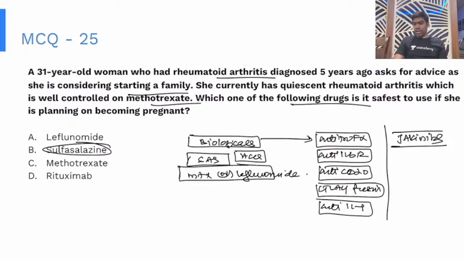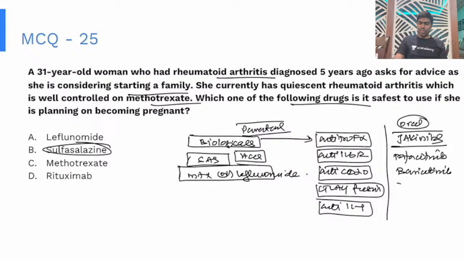JAK inhibitors are oral drugs only. Remember, biological drugs are almost always given by parenteral route. They are not given by oral route. But JAK inhibitors are given by oral route. So the best examples of such drugs will be tofacitinib and baricitinib. These are the alternate options to biologicals. First line biological is actually anti-TNF drugs.